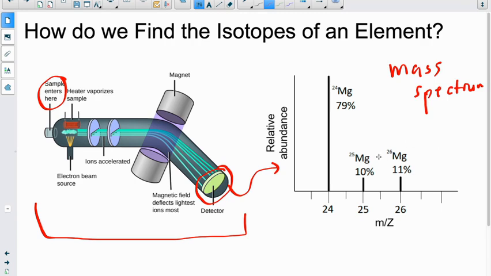The mass spectrum will have peaks in it. In this case, these are vertical peaks. The number of peaks tells you the number of isotopes. In this case, this is magnesium. So by looking at these peaks, I can see that magnesium has three isotopes. They're magnesium 24, 25, and 26.